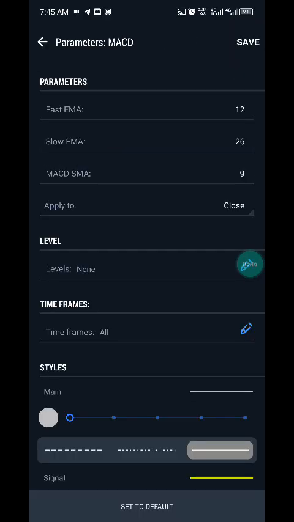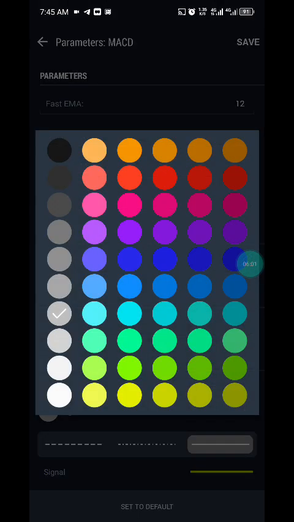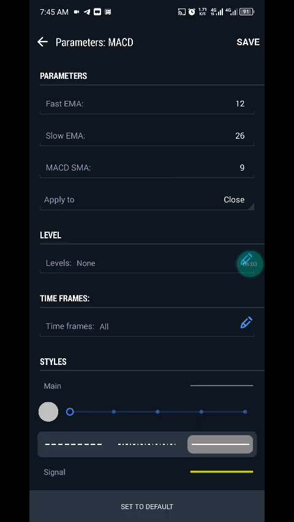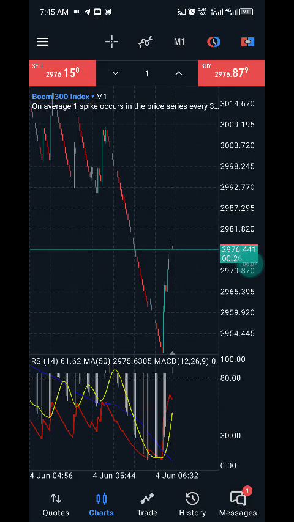Then we have our MACD. We have our fast EMA to be 12, our slow to be 26, and our MACD signal to be 9. We have apply to close. So that is the style. This is the color of our histogram, and you can change it to any color of your choice. Then you click on save. That is how you can have the same settings.